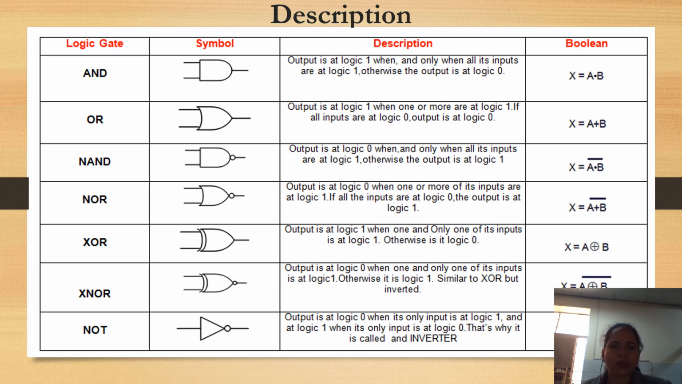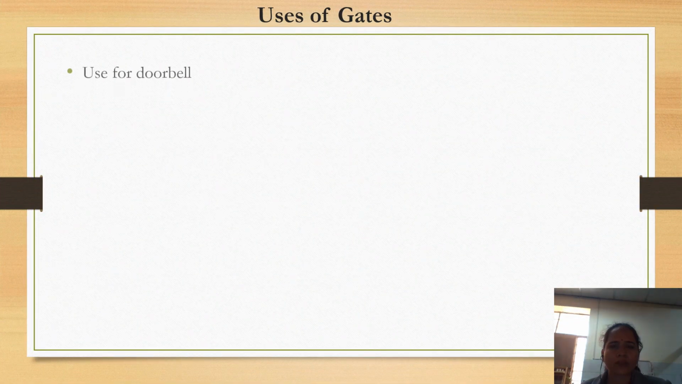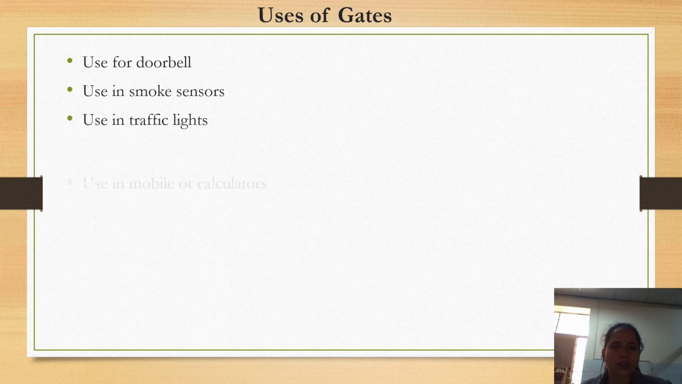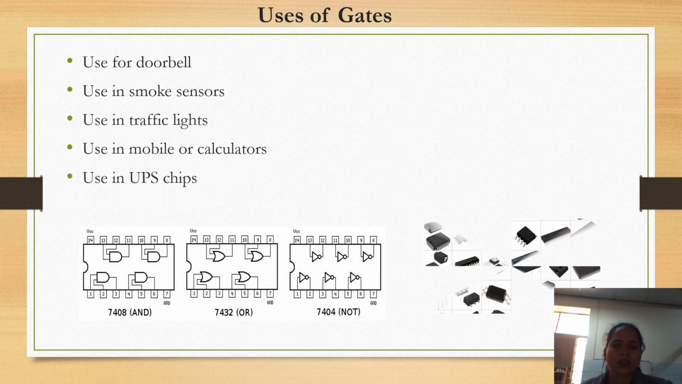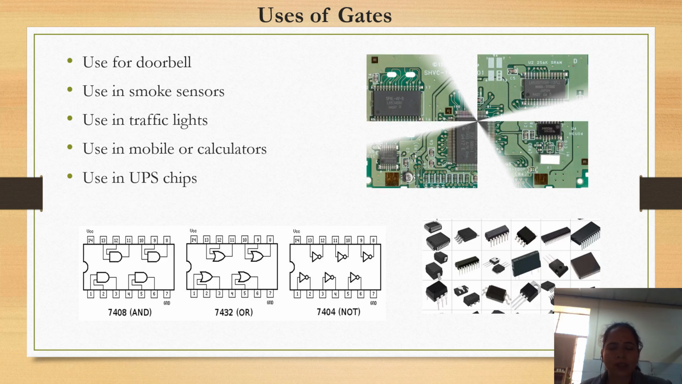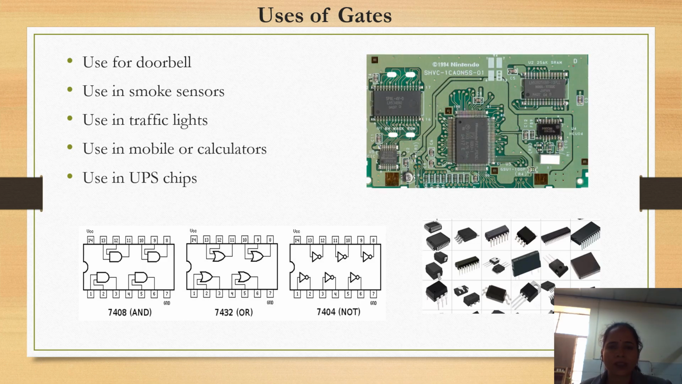Now the uses of the gates. The gates are used in every circuit diagram, in circuits and sensors, and they basically work in things like traffic lights, smoke sensors, doorbells, UPS chips, mobiles or calculators. Everywhere these circuits are used, and the circuits are created and built using the logic diagrams to apply some calculations.